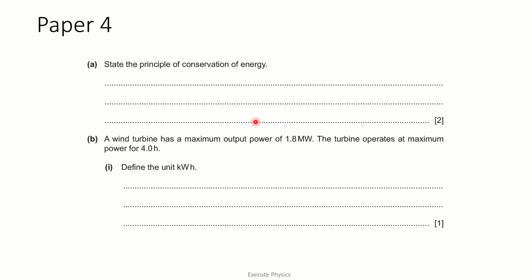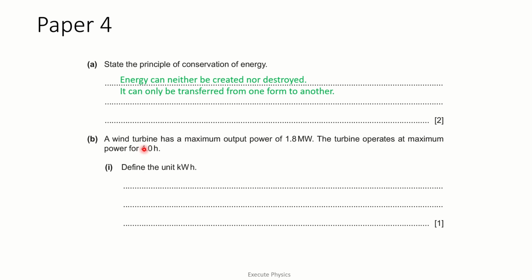Next question. State the principle of conservation of energy. What does it say? Energy can neither be created nor destroyed. It can only be transferred from one form to the other. These two statements have to be clearly written to get both the 2 marks. It's a 2-mark question. Okay, so this is the answer.